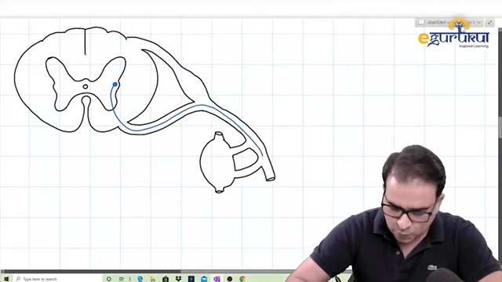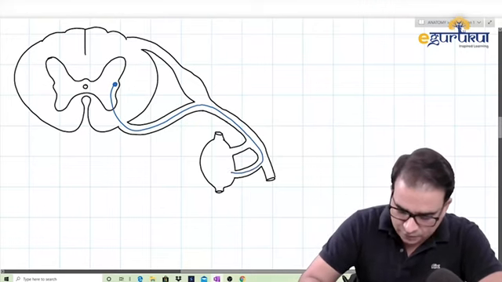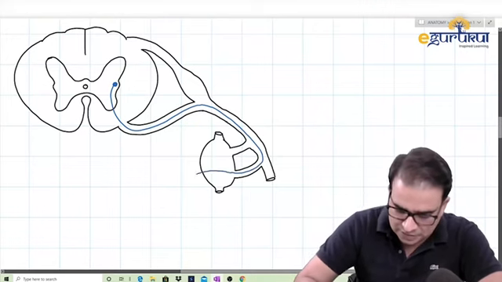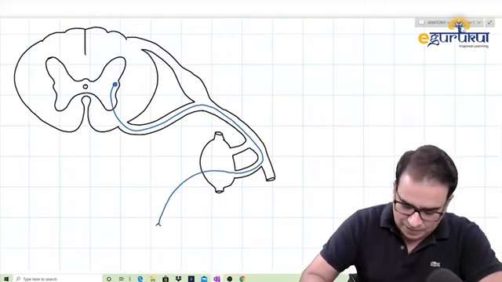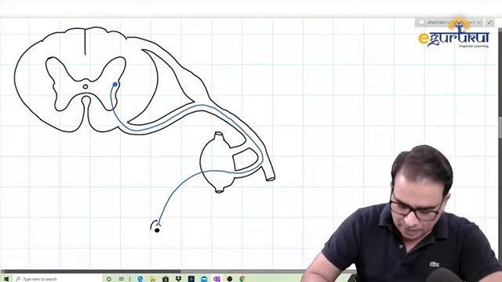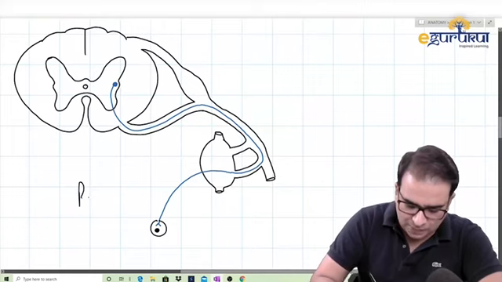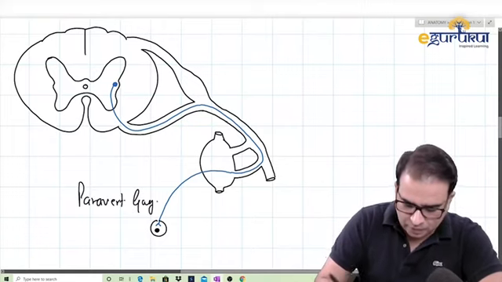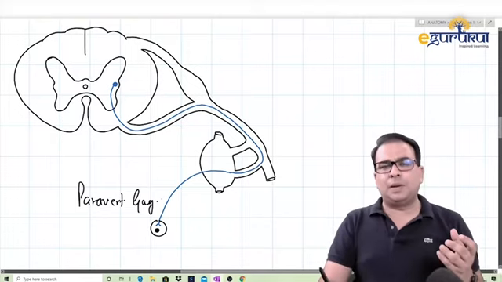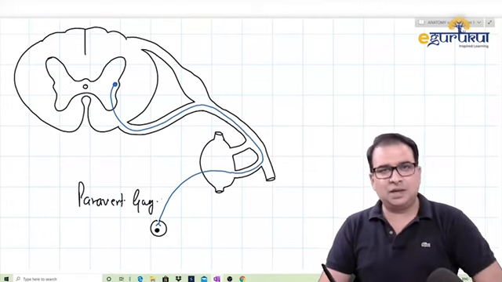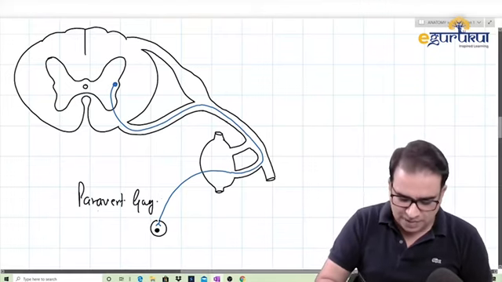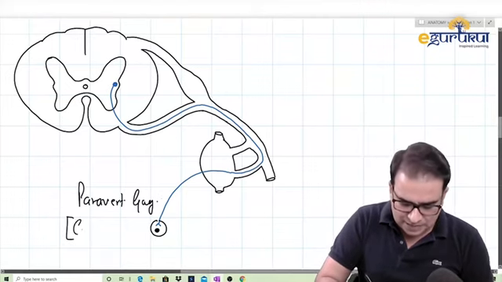And they will again take the white ramus communicans and enter through it. And imagine without relaying into the sympathetic chain, they are simply coming out. And then they're going to relay in one of the paravertebral ganglion. You must be knowing about the paravertebral ganglion, like celiac ganglion, aorticorenal ganglion. They are present in relation to the aorta, so we call it paravertebral ganglion. I'll take one example here. Let's say the celiac ganglion.